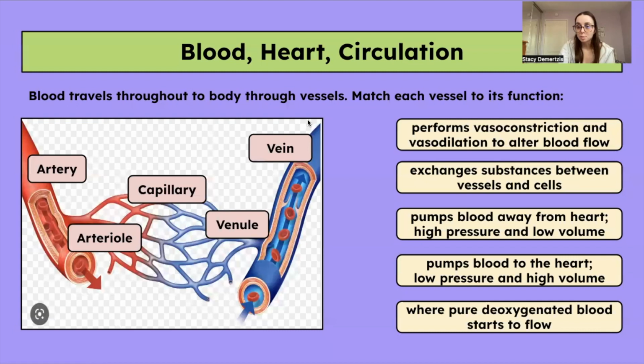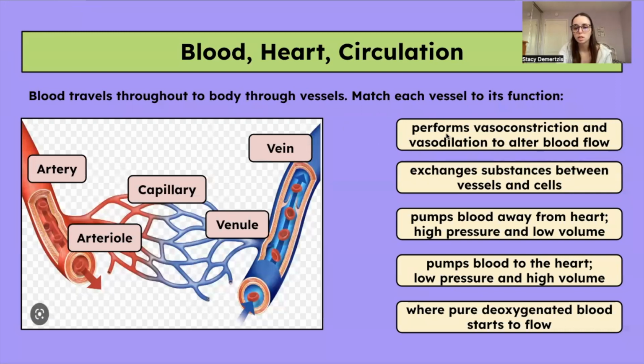So these are systemic. If we were talking about pulmonary, it would be the opposite, right? The veins would be red and oxygenated, and the arteries would be blue and deoxygenated. But in this problem, we're talking about systemic vessels. So here is an image with the systemic vessels labeled, and I want us to match each vessel to its respective function. So let's start with number 1.